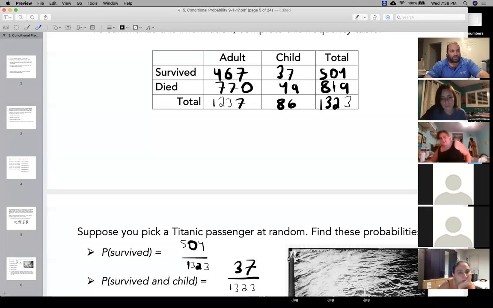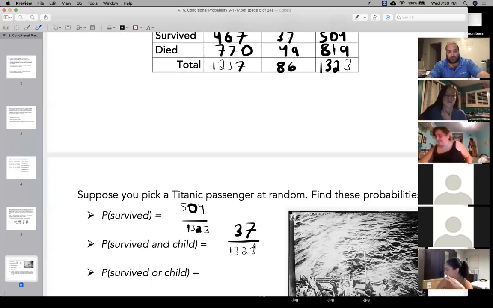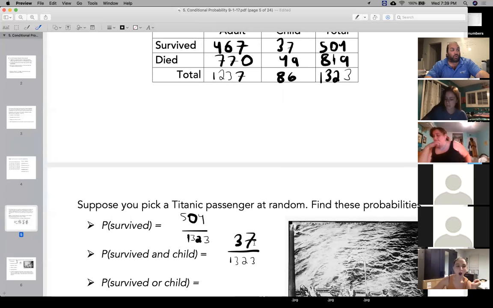Right? 37 of those 1323 survived and were a child. Do you agree? Yes. So I do the denominator first. I want to know what I'm considering. I'm considering everyone. And of the ones that I'm considering, how many of them satisfy the condition of being survived and being a child? 37. How about survived or a child? This one's a little tougher. Survived or a child.